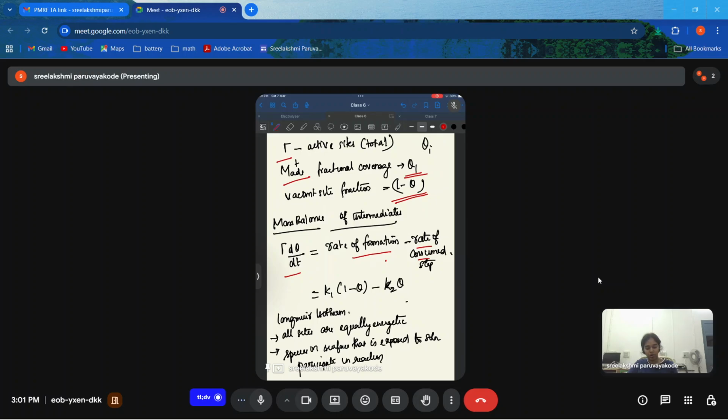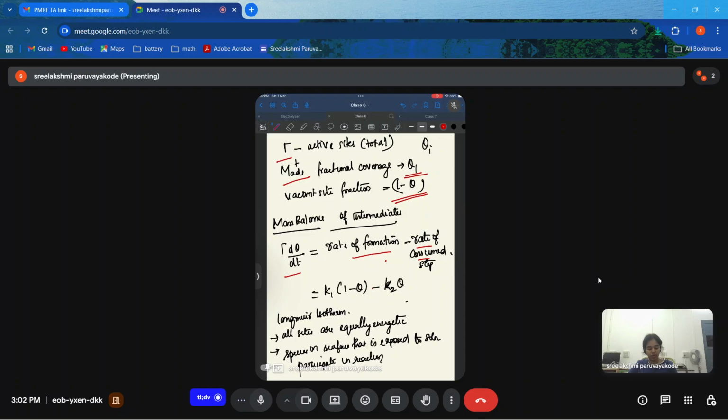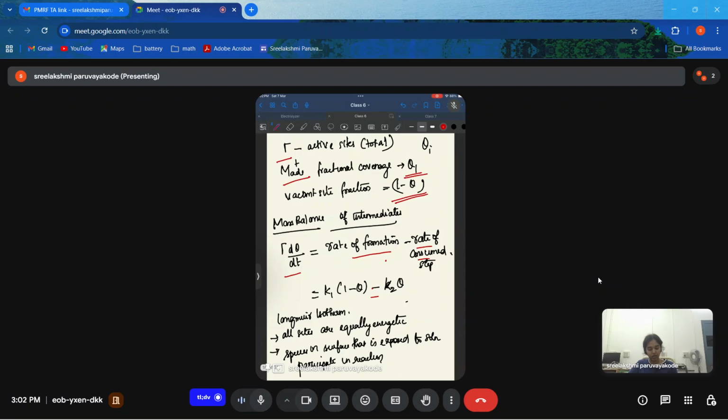And what is the rate of formation? It is K1, that's the forward step. So in the first step, the adsorbed species is formed, and in the next step, it is consumed. Here it becomes K1 into the concentration of M, the metal on the unadsorbed surface, which is 1 minus theta. The next step, because the adsorbed element is getting consumed, we write as negative, K2 into the adsorbed M, the fraction adsorbed, which is theta, so K2 theta.